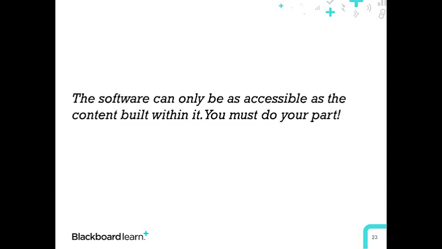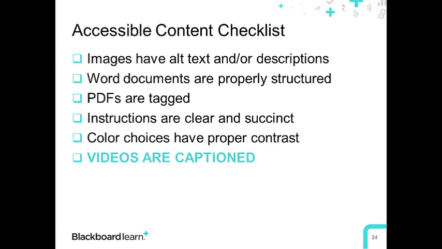But that's one part of the equation, and the second part of the equation is accessible content. So we'll have a learning management system that meets accessibility standards, but also too, we want to make sure that the content that you put in your courses is accessible. So I'm going to give you a real quick checklist here for adding accessible content to your course. So you want to make sure that images have alternate text or descriptions.